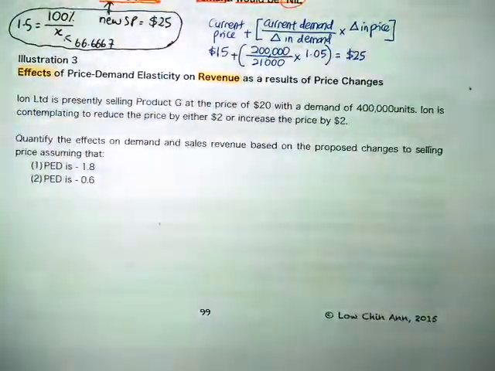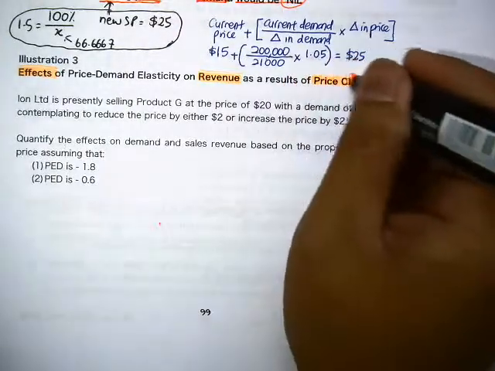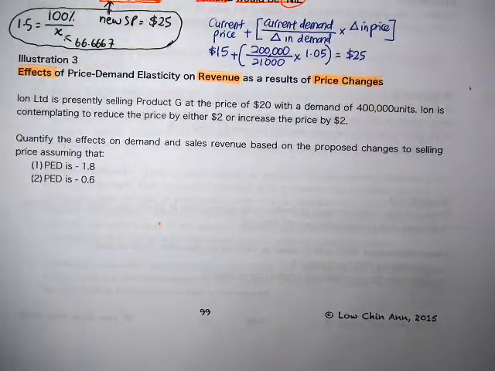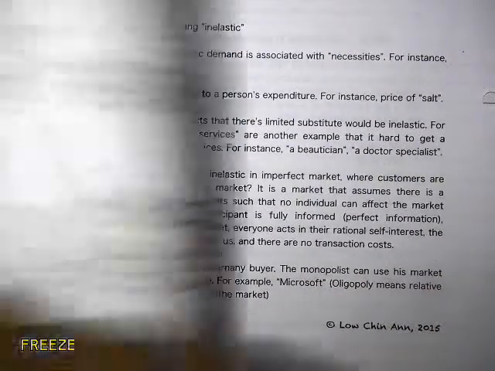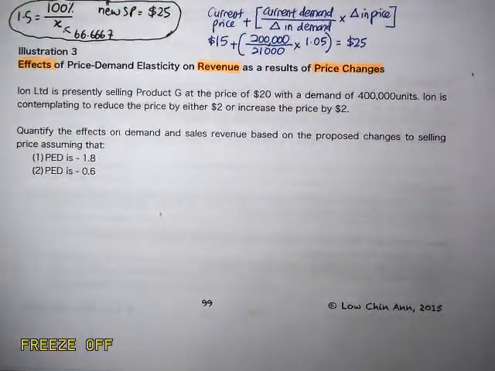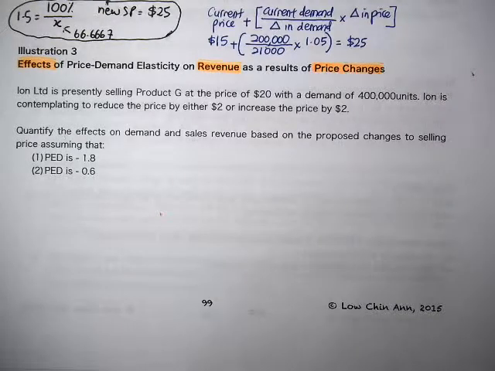Now we go on and look at one last illustration on how PED will affect revenue when we have price changes. Ion is presently selling product G at the selling price of $20 with a demand of 400,000 units. Ion is contemplating to either reduce the price by $2 or increase the price by $2.